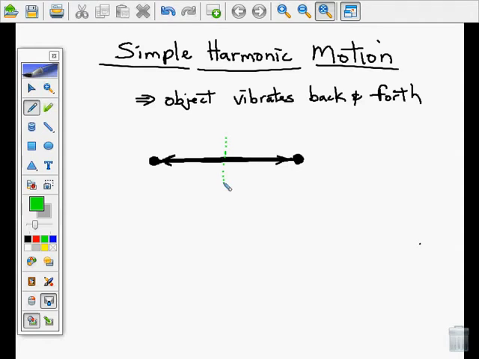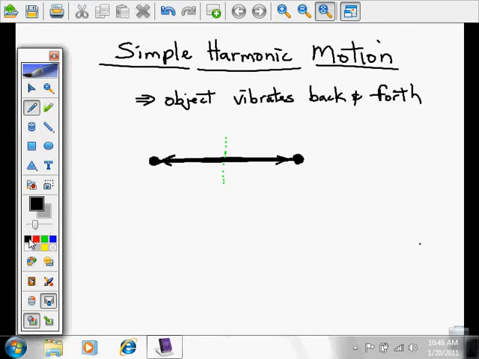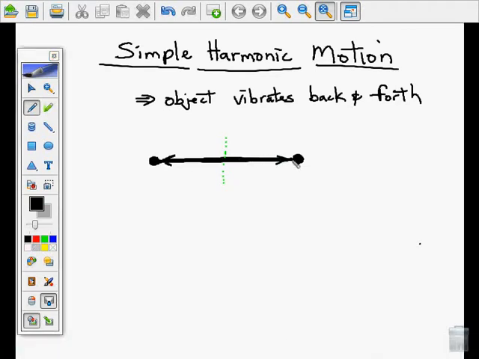So if this particle is vibrating back and forth like this, of course, what's the velocity at both endpoints? 0. Yes. So the velocity over here equals 0, and the velocity over here equals 0. And what about that velocity in the middle? That's the max velocity. That's where it's going the fastest.